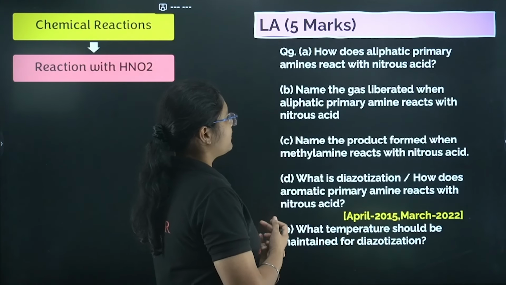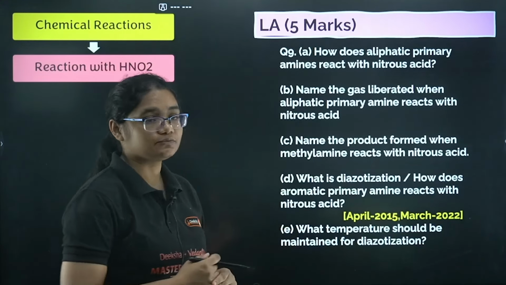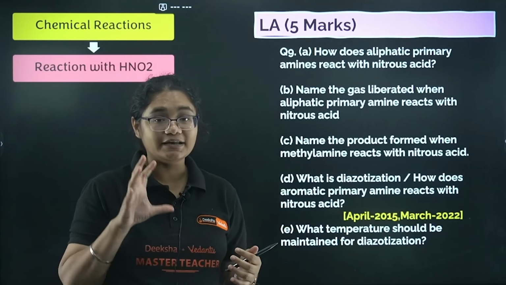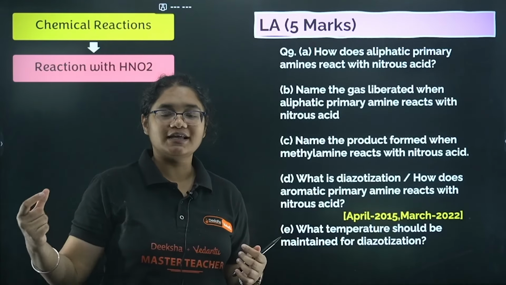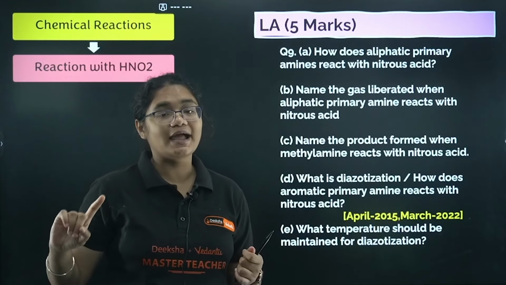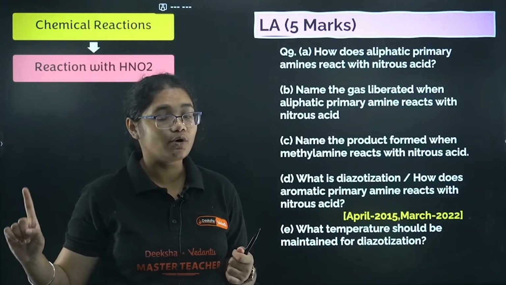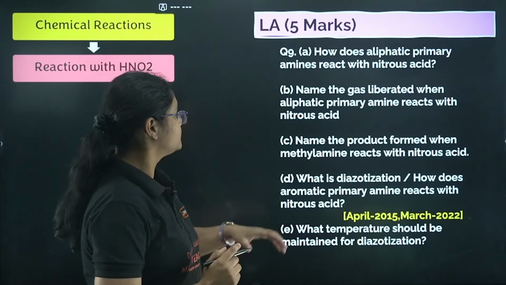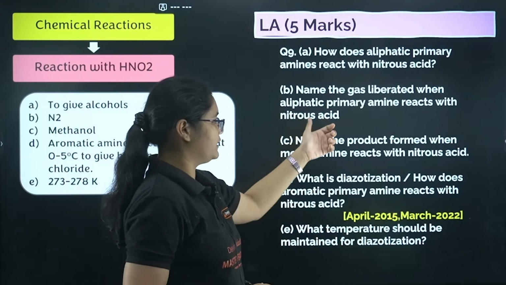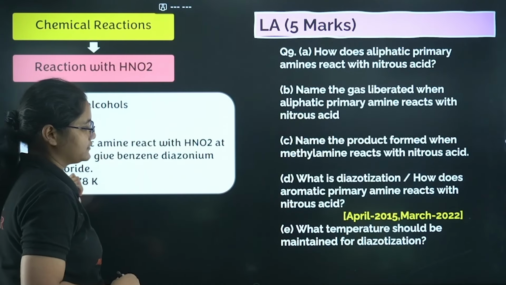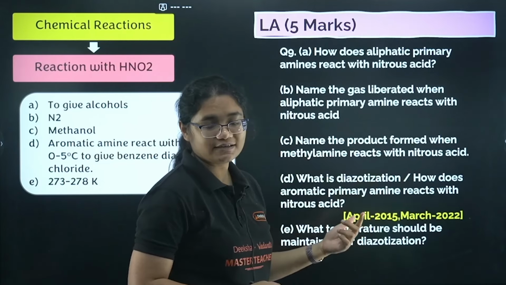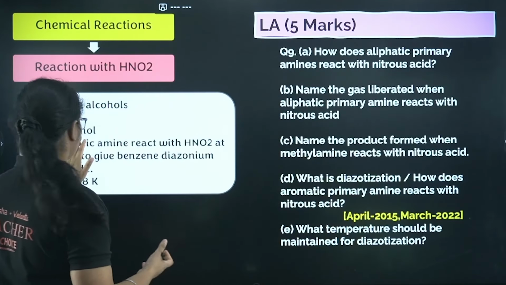Next, how do aliphatic primary amines react with nitrous acid? If you have aromatic amines, meaning aniline, it reacts with nitrous acid to give you benzene diazonium chloride, but aliphatic amines will react with nitrous acid to give you alcohols plus N2 gas. Name the gas liberated. The gas liberated is nitrogen gas. Name the product formed when methylamine reacts with nitrous acid. So it will be methanol, CH3OH.